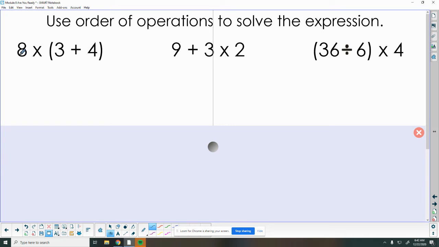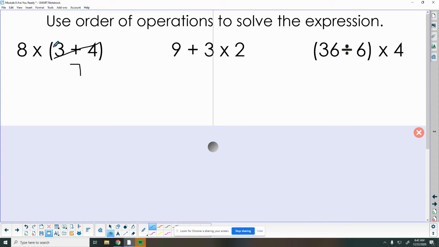So go ahead and write down 8 times, parentheses, 3 plus 4, close parentheses. So let's do this one together, and then I'll have you try some on your own here. So we always start with our grouping symbols. So 3 plus 4 is 7. I like to write my answer underneath, and then I like to cross that out.